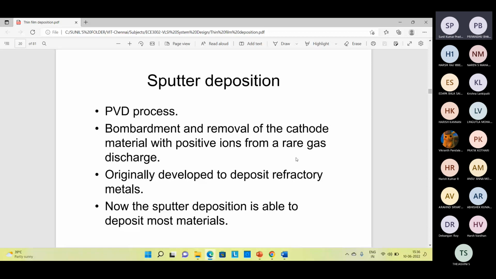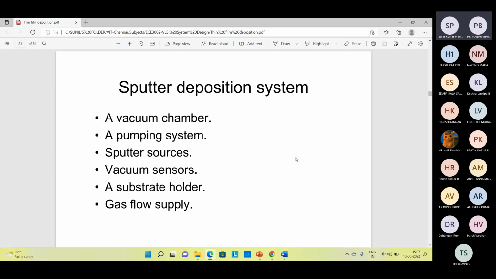Sputtering deposition is one kind of physical vapor deposition process, and in this case the bombardment and removal of cathode material with positive ions from a rare gas discharge takes place. It was originally developed to deposit refractory metals, and now sputter deposition is able to deposit most materials. In a sputter deposition system, we have a vacuum system, a pumping system, sputtering sources, vacuum sensors, a substrate holder, and gas flow supply. These are some of the constituents in the sputter deposition system.